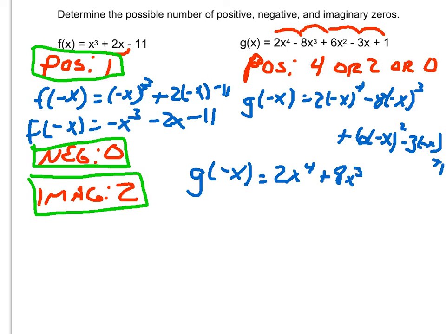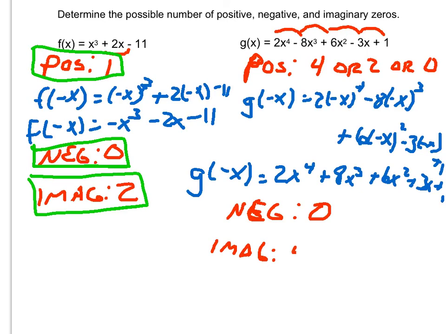Here is going to be positive 6x squared. This will be positive 3x plus 1. So with this, it's positive the whole way through. So we're not going to get any negative responses. So no negative zeros. So now, since we are expecting to have 4 solutions, and with positive we could have 4 or 2 or 0, and with no negatives, then we can also expect to have, with our imaginary solutions, 4 or 2 or 0.